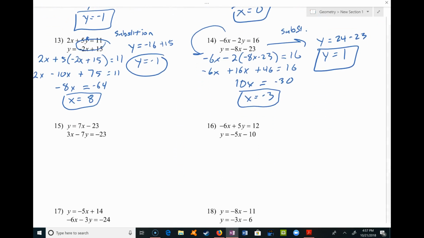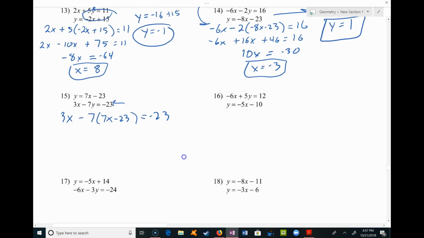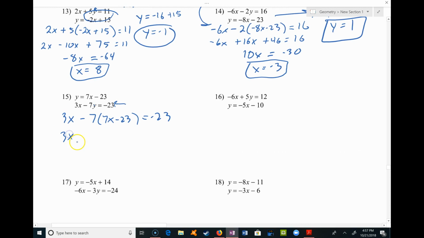So this, again, 15 is a good one for substitution because it has y by itself. So I'm going to take what the first equation says y is, and replace it for y in the other equation. So the bottom equation becomes 3x minus 7 times (7x minus 23) is equal to negative 23. You can see this equation is just like that one, except the y has been replaced by 7x minus 23. So then we just solve this. This would be negative 49x plus 163, I mean, is equal to negative 23.